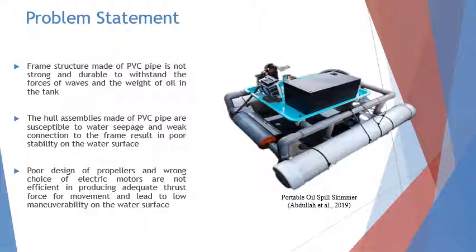The structure made out of PVC is not strong and durable to withstand the forces of wave and the weight of oil in the tank. The hull assemblies made from PVC are susceptible to water seepage, and weak connection to the frame results in poor stability on the water surface. It also has a poor design of propeller and wrong choice of electric motor that are not efficient in producing adequate thrust force for movement and lead to low maneuverability on the water surface. All these three are the problem statement of this research.